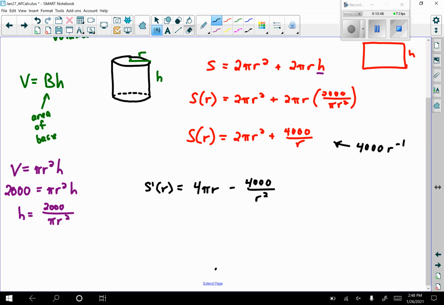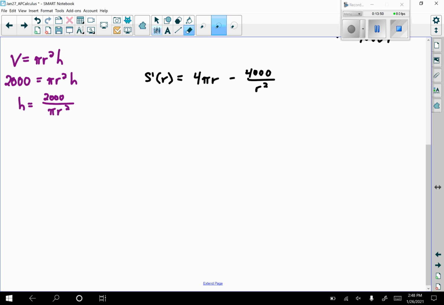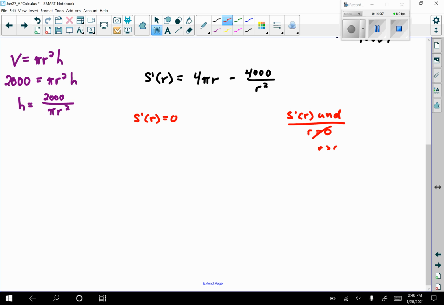Next, we want to figure out where this derivative is equal to 0. So S prime of r equals 0, or S prime of r is undefined. We can answer this first part: that's when r is 0, but it doesn't make sense to have a negative radius or a radius of 0, because r needs to be positive here.